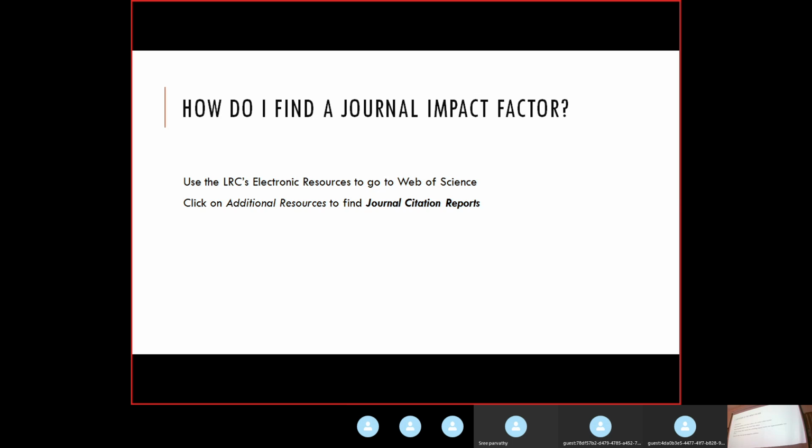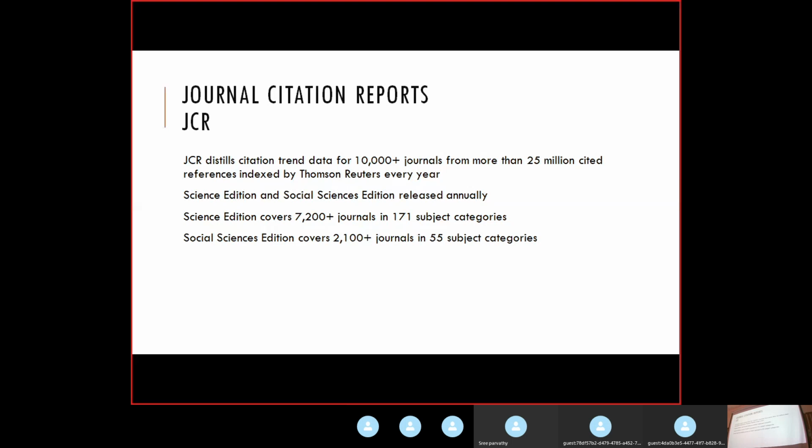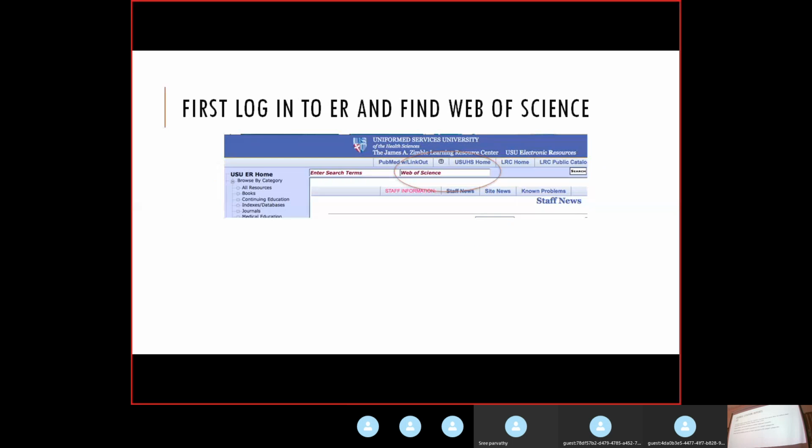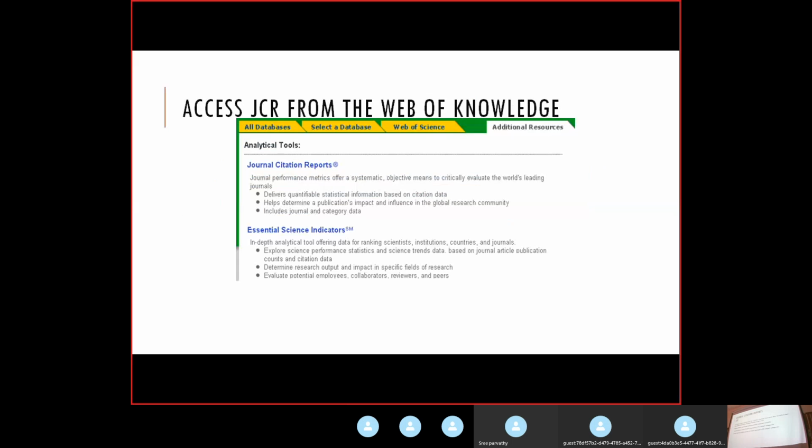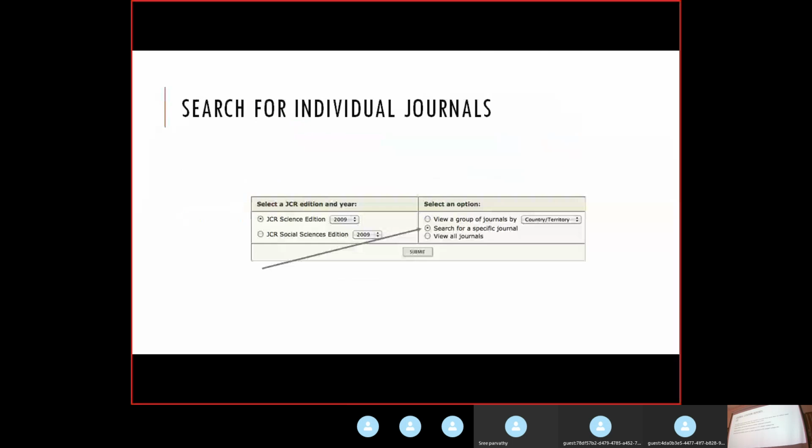So how do I find a journal impact factor? JCR, that is common for science. And for legal research, we have Scopus index and UGC index for finding the journal impact factor. Journal Citation Reports are available on this website and Web of Science. These are the websites. You will get a good number of citation reports.